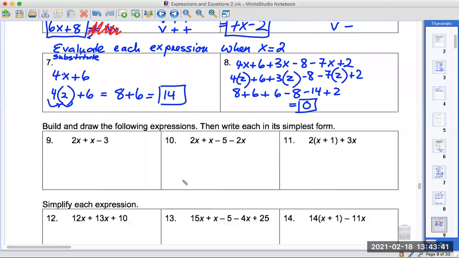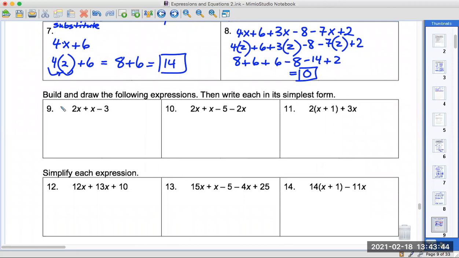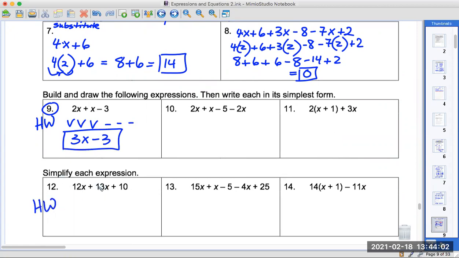I think you can do this yourself, I hope. I'm going to make this homework. Build and draw. So 2x, I'll just do 1 plus 1x minus 3 is 3x minus 3. That's what you have to do. And this is homework. For these, I would not draw 12 and 13 cups, just combine like terms. Do it that way. 12 plus 13 is 25x plus 10. That's the answer because they're not like terms.